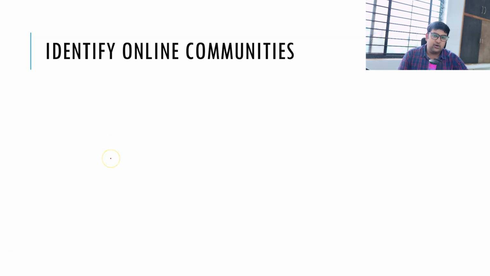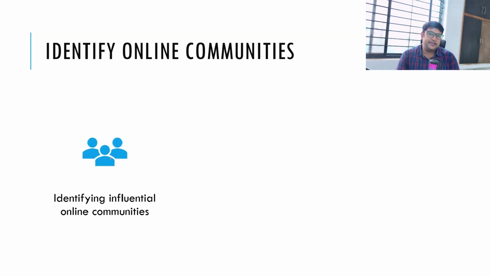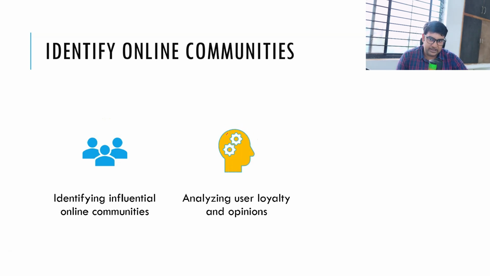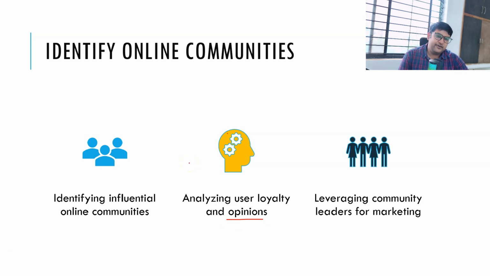So the first thing that we can do is identify the influential online communities where we can promote a product. Next, we can analyze the user loyalty and opinions. Obviously, again, it comes down to text data, unstructured data that is being generated. And finally, we can use community leaders for the marketing. That's a very common thing.